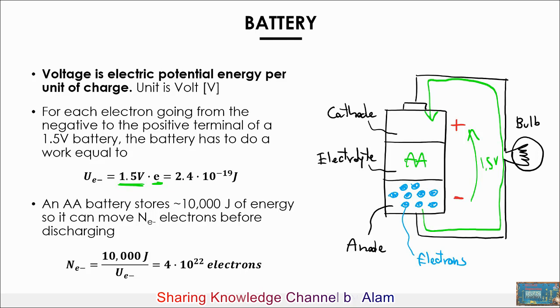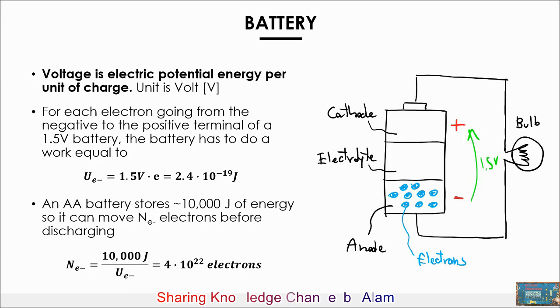Now, an AA battery could have about 10,000 joule of energy. That means that it can move a certain number of electrons before completely discharging. And calculating the number of electrons is quite simple. We just divide 10,000 joule by the energy of one electron, and we get that the total number of electrons that can be moved by this battery is equal to 4 followed by 22 zeros.